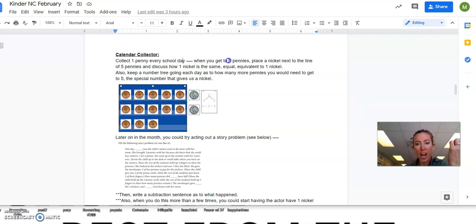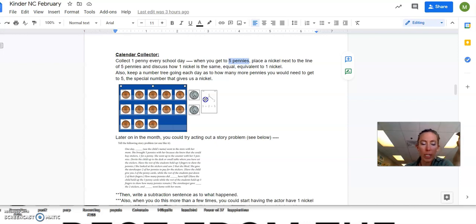And once you get to 5 pennies, well, that's special in money. 5 pennies is the same as 1 nickel. And so then you put the nickel next to that row of 5 pennies. So you just keep adding on your pennies. And then at the end of the month, we're able to see how many total pennies we collected. And we can count it by pennies, or we could also count it with 5s and 1s with the nickels. Over here off to the side, of course, there's another tree. And that's just to say, okay, we're trying to get to that special number 5, so we get a nickel up here. Right now, we only have 3 pennies this week.